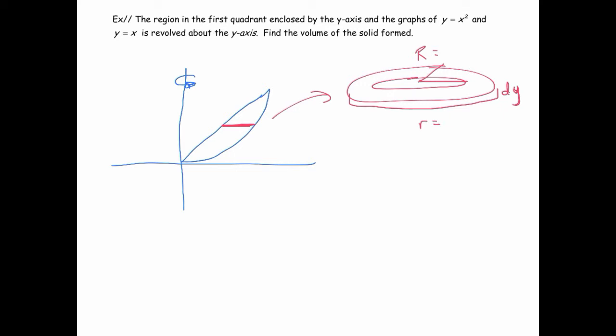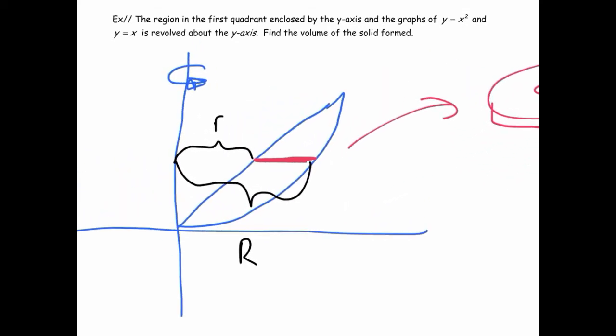So let's go to the picture and see if we can figure out what big R and little r are. This distance here, notice I start the distance from the axis of rotation. You'll always be able to figure out your radius by doing that. This is little r, and this is big R. So how do we figure out what those should be represented as? Well, let's zoom in on this point right here.